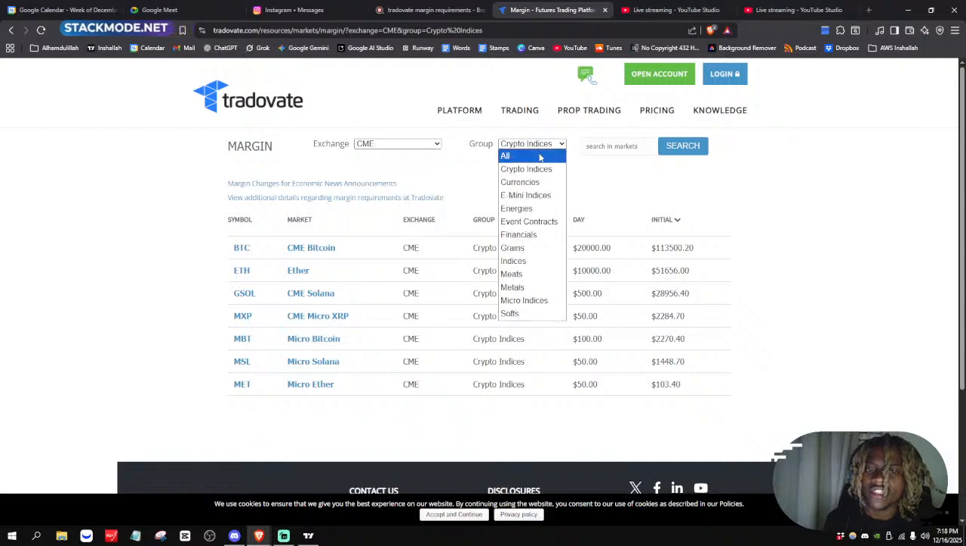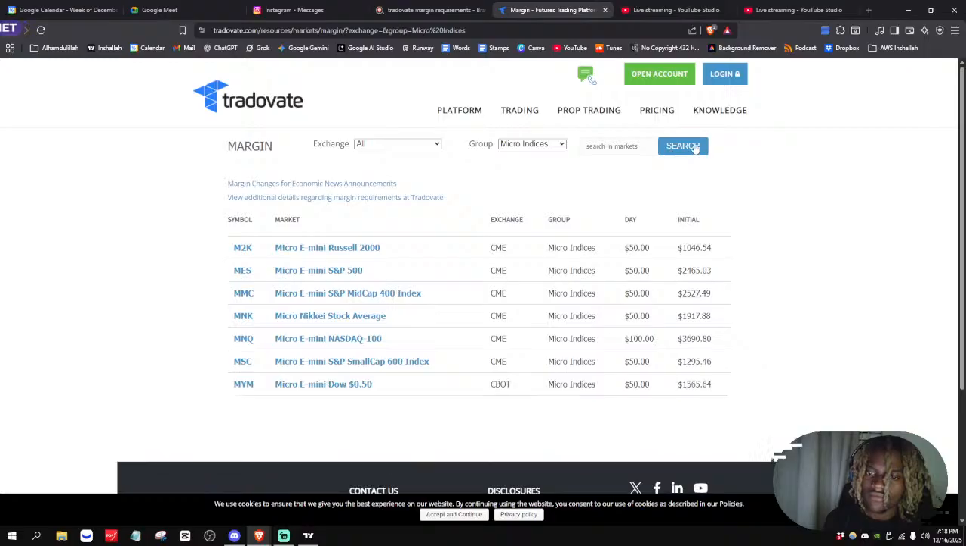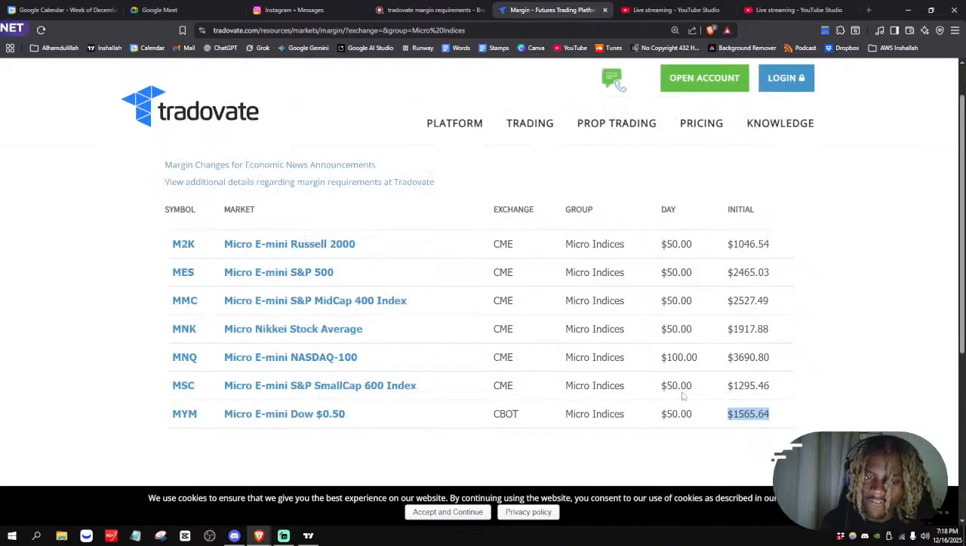Let me pull up the indices here. Okay, and then MYM here. The margin isn't bad as well too. It's only 1,500. Yep, right here. Let me zoom in. And then it only requires $50 to open per contract during the day.